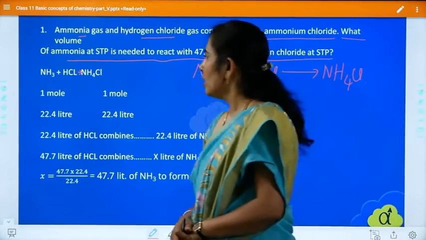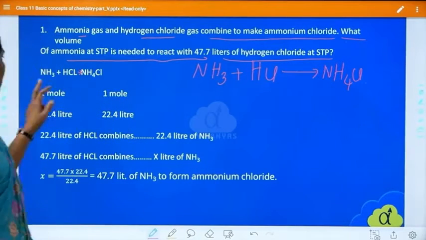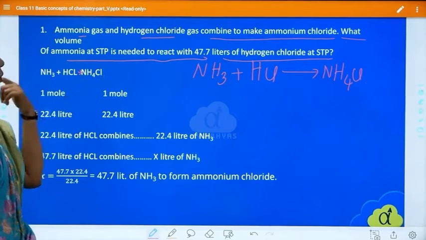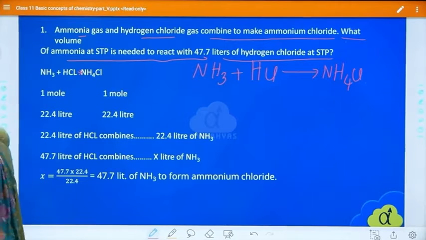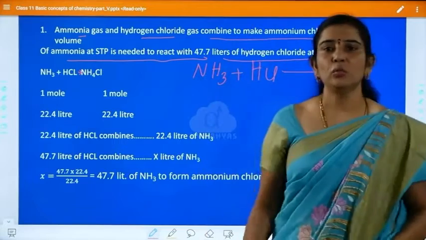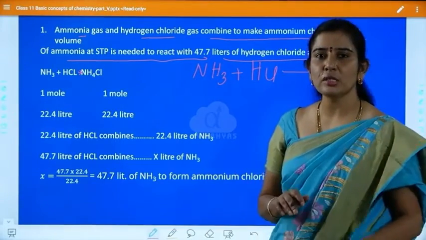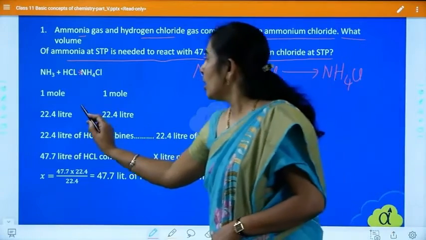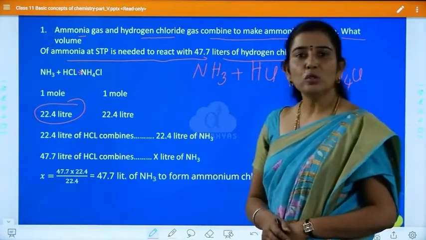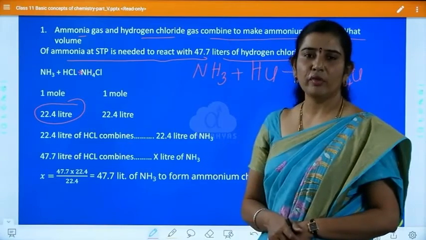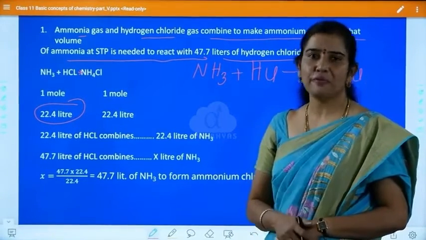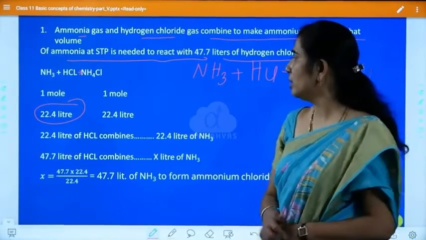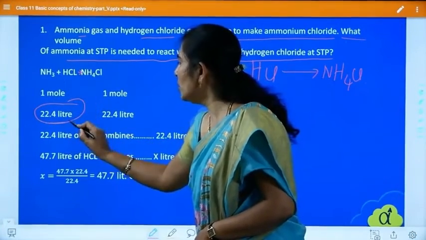So here the meaning is 1 mole of ammonia combines with 1 mole of HCl to give 1 mole of ammonium chloride. Now, according to the mole concept for gaseous reactants or products, 1 mole is 22.4 liter when you take the pressure at 1 atmosphere. If you take pressure at 1 bar, it will be 22.7, a correction factor.